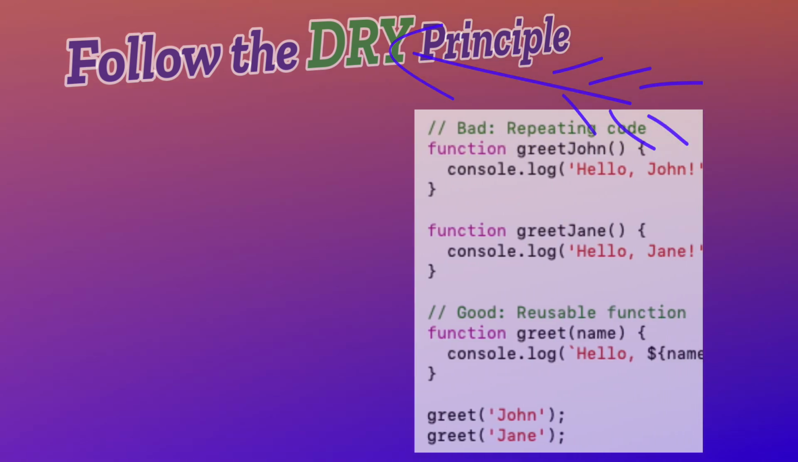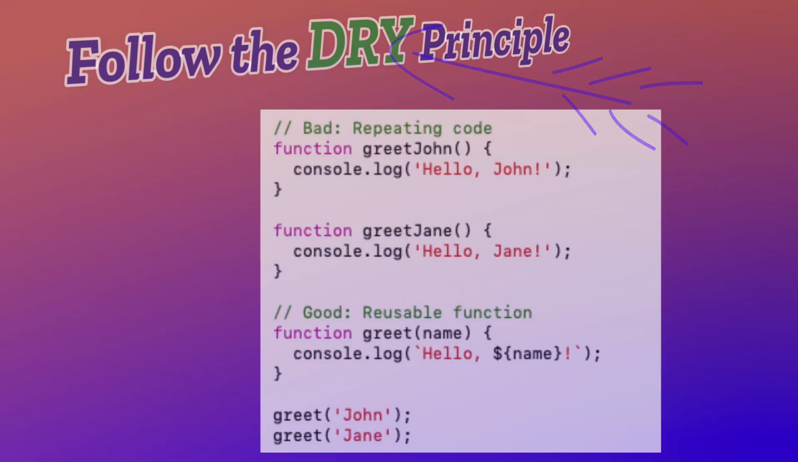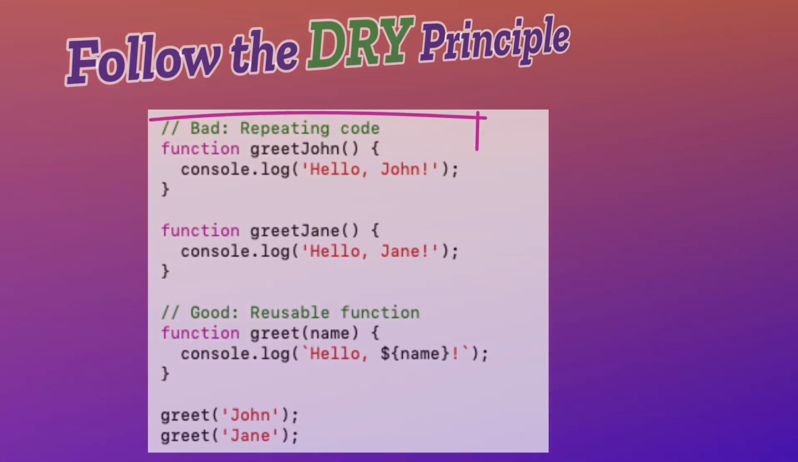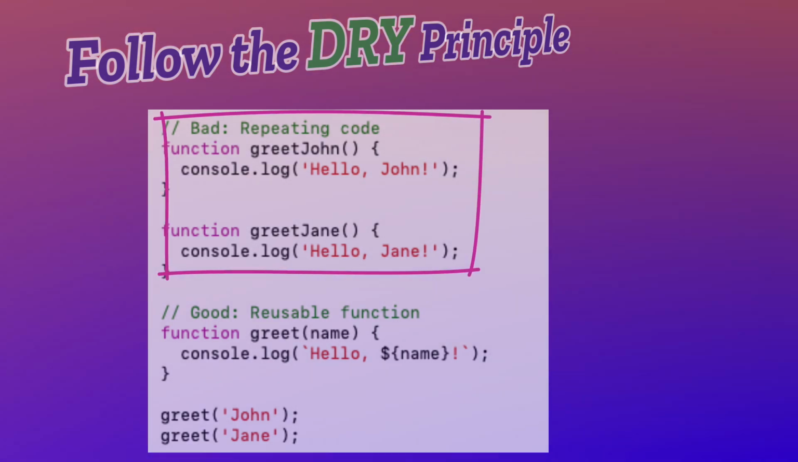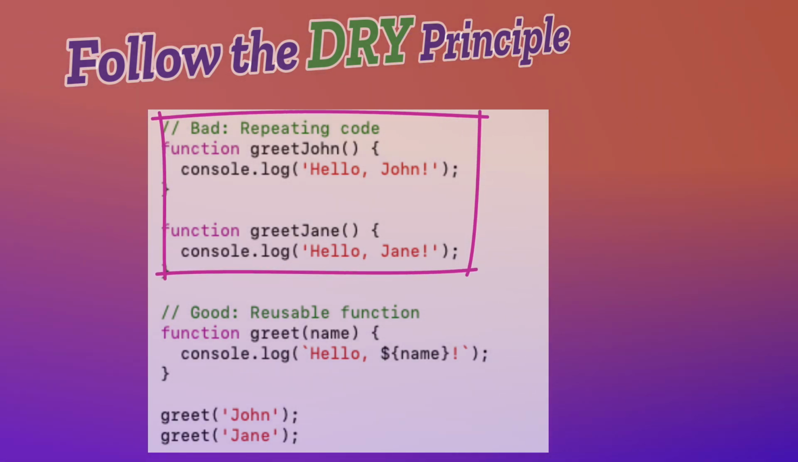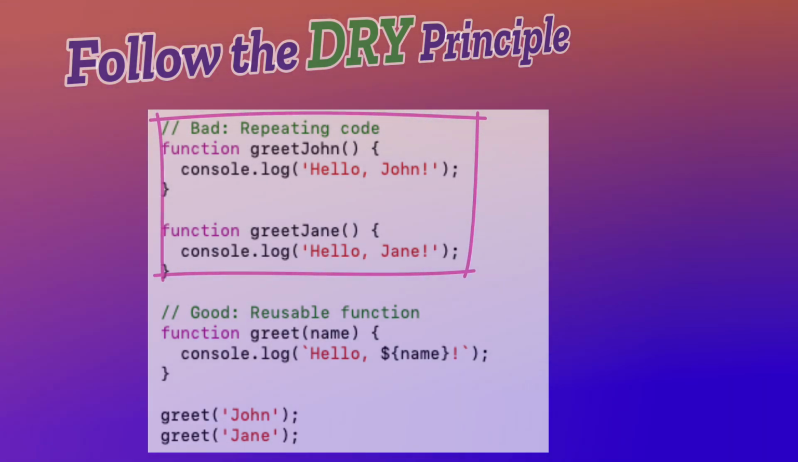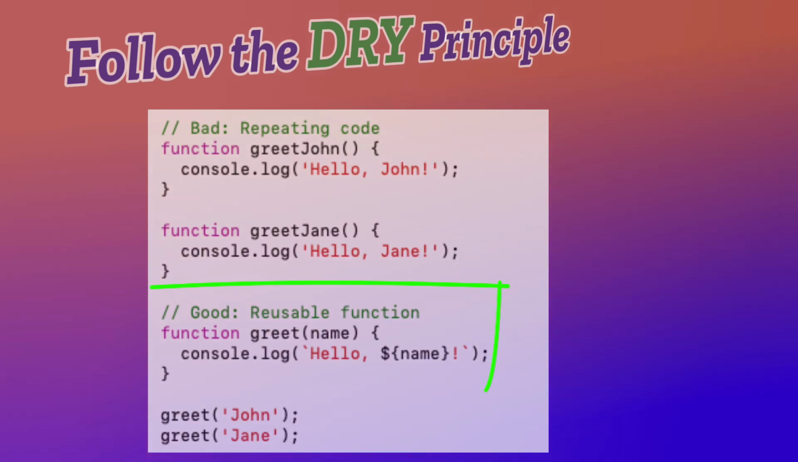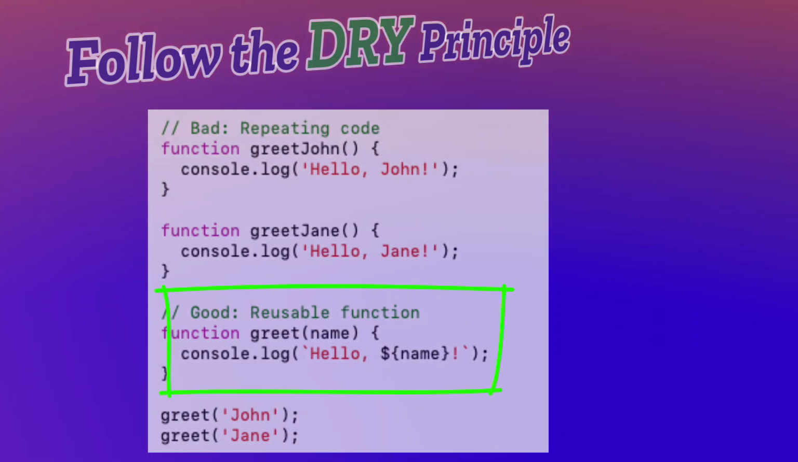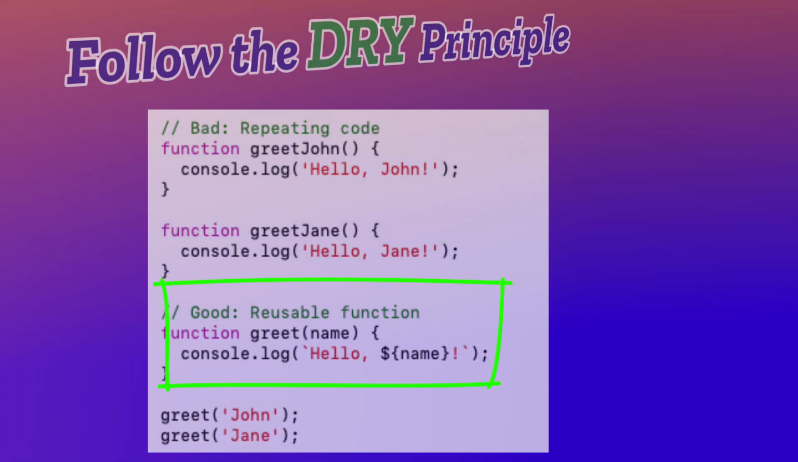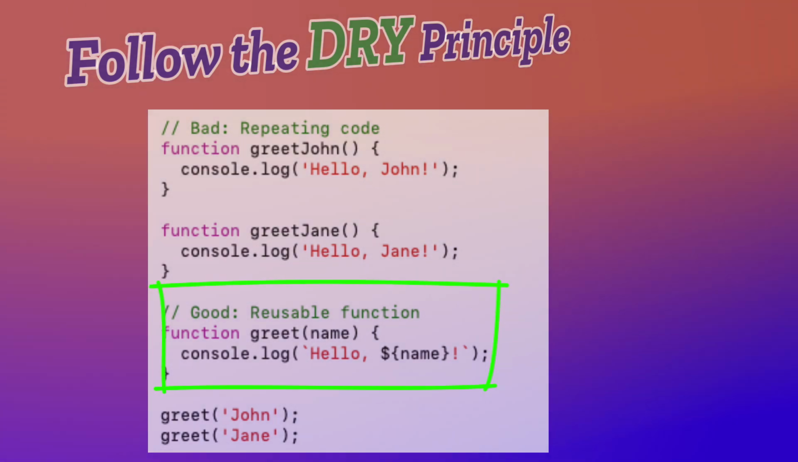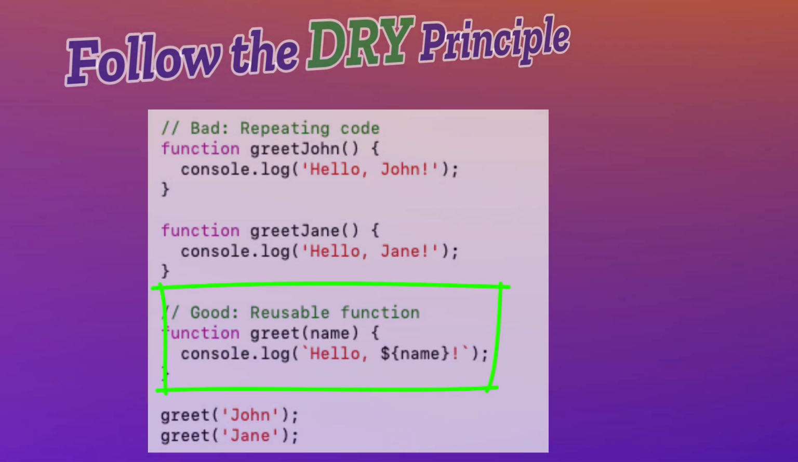Tip number 5. Follow the DRY principle. Another important practice is to follow the DRY principle. Don't repeat yourself. Repeating code makes it harder to maintain and increases the chance of bugs. Instead, refactor repetitive code into functions or reuse components. In this example, we reduced the repetitive code by creating a reusable greet function.